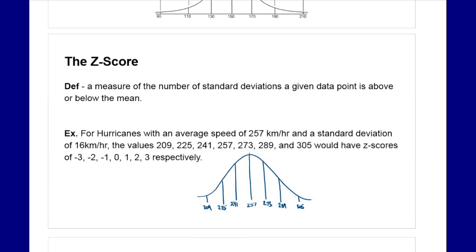Down below, these would have no standard deviations away for the average, then 1, 2, 3, and -1, -2, -3 standard deviations away. We could say plus if we wanted to.